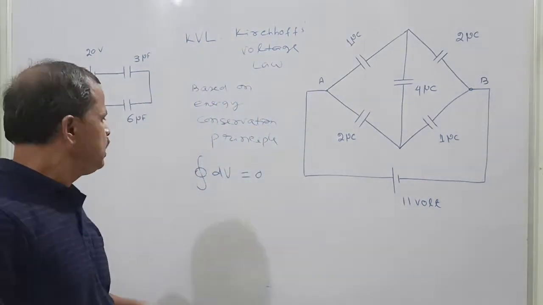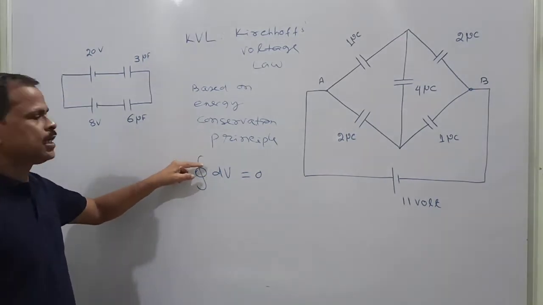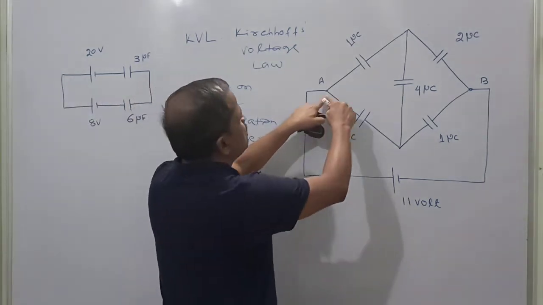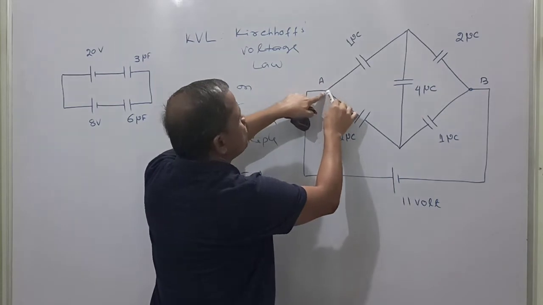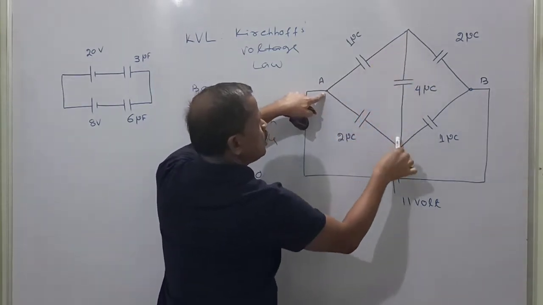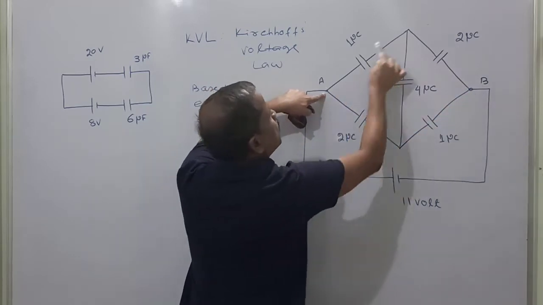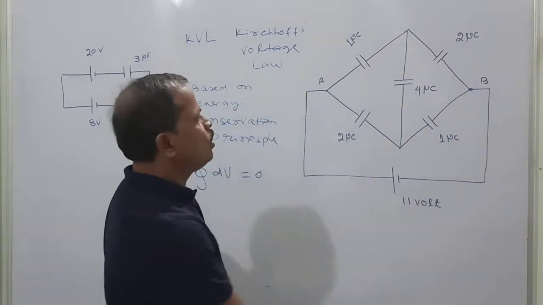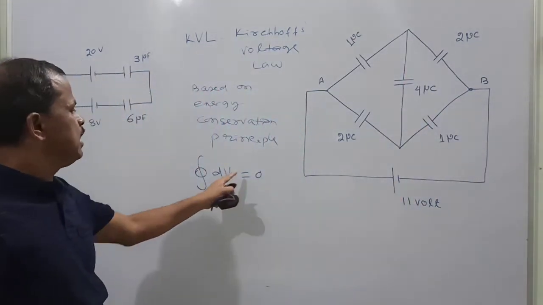Again, please remember, this is the integral in a closed path. A closed loop means you have to come back to the same point after going around a trip. Maybe this is a closed loop, maybe you go outside and come back to the point, or it may be another closed loop. In any closed loop, net potential is equal to 0.